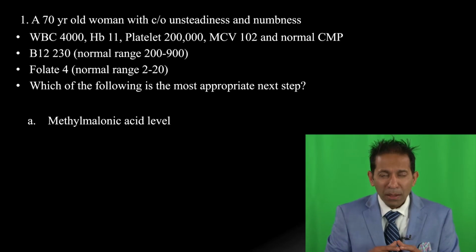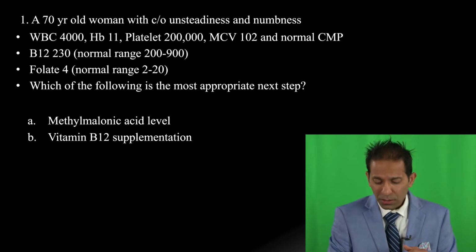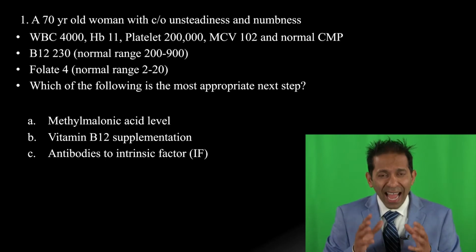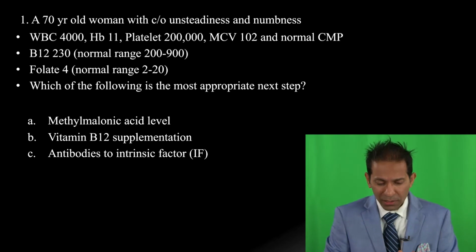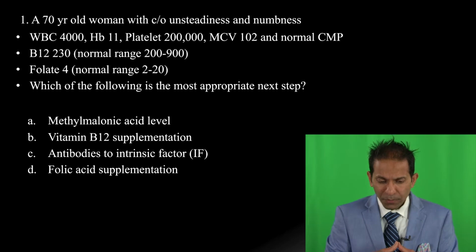Option A, methylmalonic acid level. Option B, vitamin B12 supplementation. Option C, antibodies to intrinsic factor. Option D, folic acid supplementation. So here the right answer is option A.